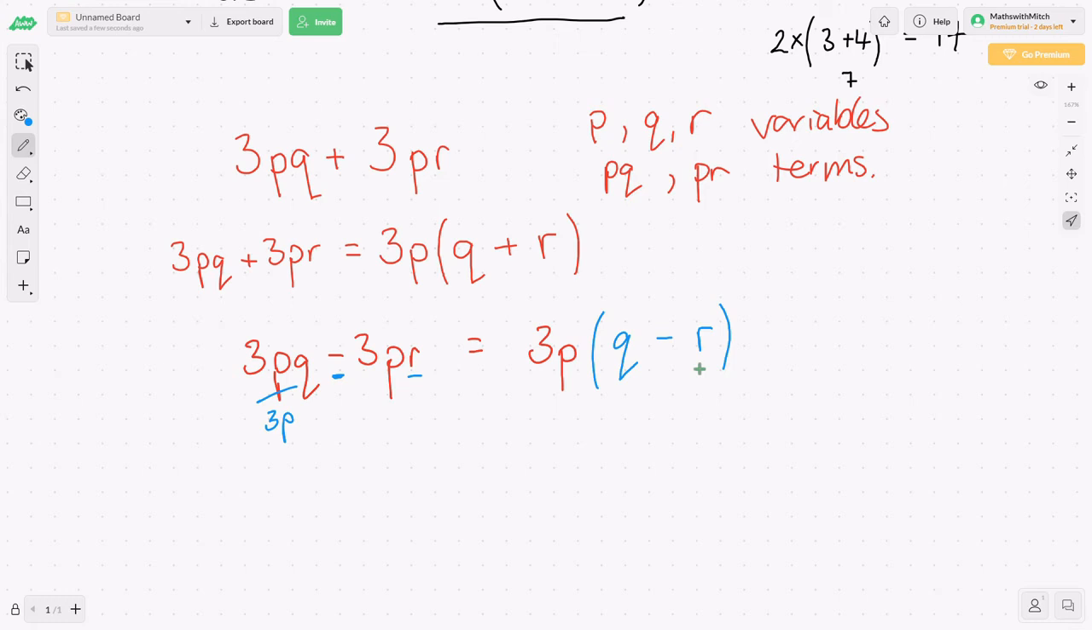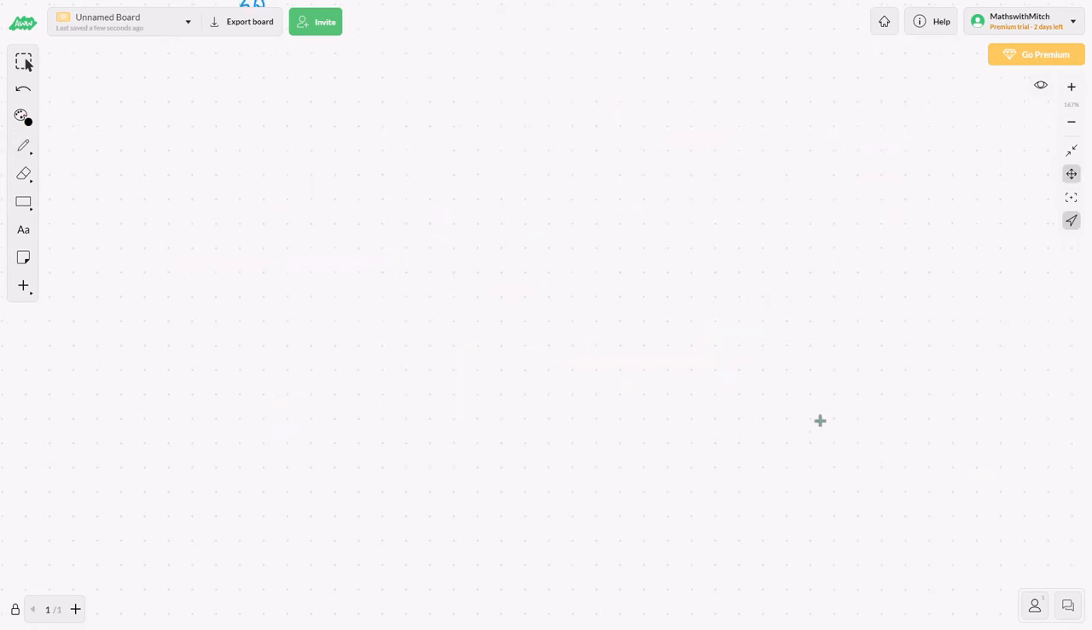Likewise, you might be taking a negative out as your common factor. So you need to be careful about the positives and negatives which you're going to be using. So now let's look at the second part of this video and look at it in reverse. What we've just done is factorization of similar terms. Now we're going to be looking at expanding brackets.